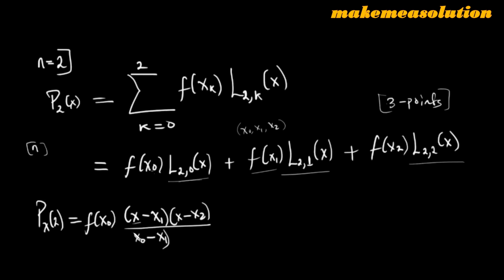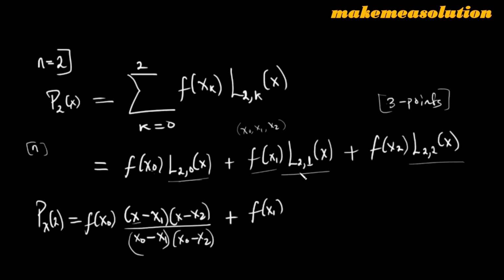Then this one stays as x1, and here is x naught minus x2. So this is how you've built this second order Lagrange polynomial for this first term. Then if you do the same thing in the second term, f of x1.